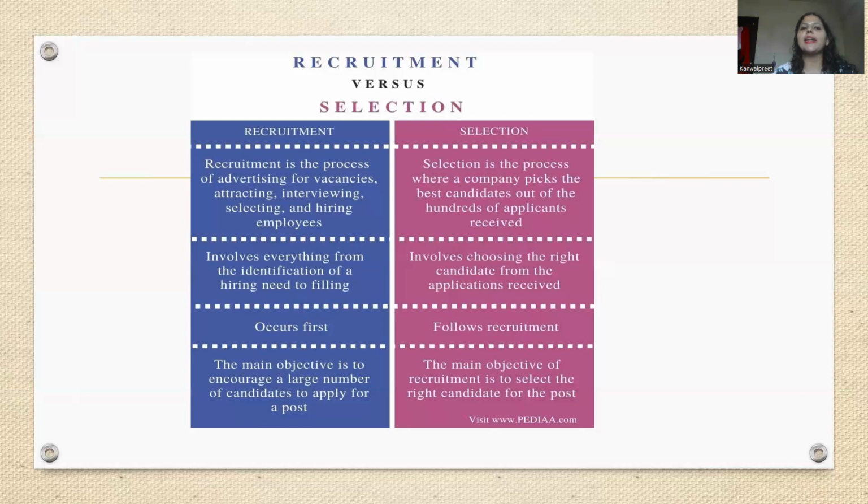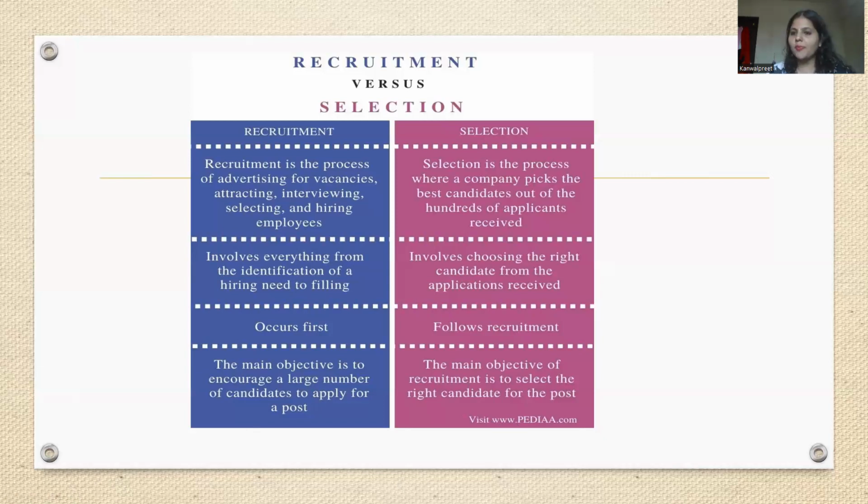But selection becomes a negative process because we are trying to weed out, to eliminate the people who are not suitable for the job. So recruitment is a positive process and selection is a negative process. Recruitment involves everything from identification of a hiring need to filling the vacancy, and selection involves choosing the right candidate from the applications received. Recruitment comes first, followed by selection. The main objective of recruitment is to encourage a large number of candidates to apply for a post. That is why it is called a positive process. And under selection, the main objective is to select the right candidate for the post. So you will get this question 100 times.